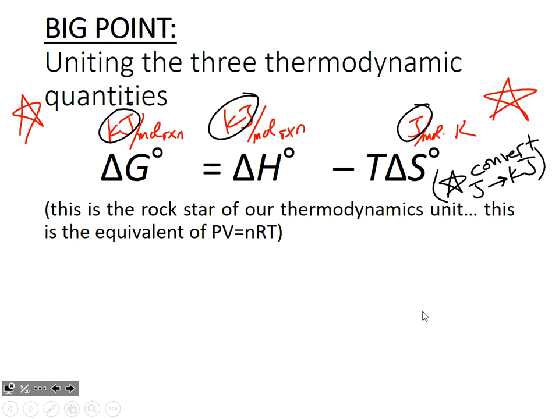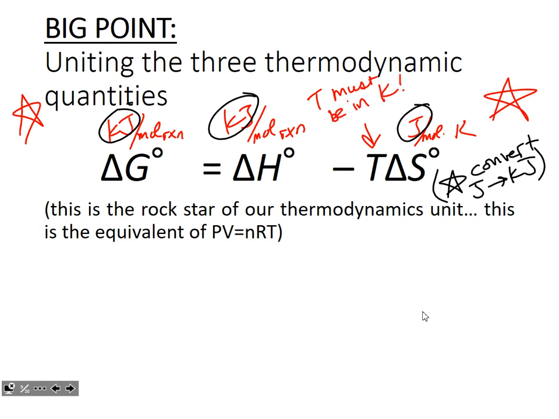Now looking at this, what unit does T have to be? Well, again, look at the units. If these are the units on delta G, delta H, and delta S, where's the one that has temperature? Delta S, it's in entropy. And notice it's in Kelvin. So temperature must be in Kelvin here.